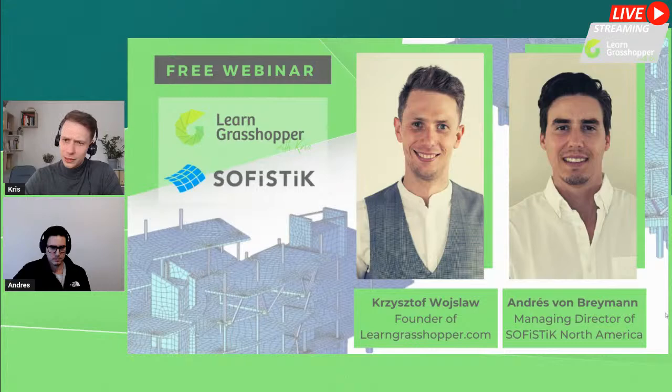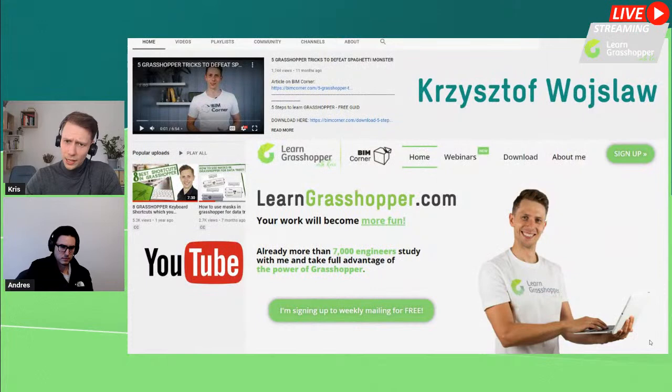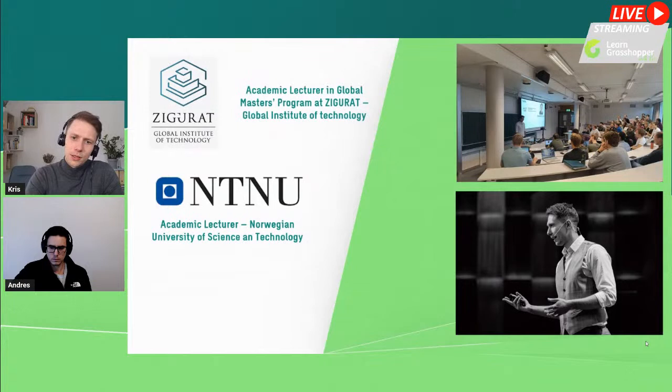First I will introduce myself a little for those who are seeing me for the first time. As I said, Krzysztof Wojslaw. I'm originally Polish, but I've been living for 10 years in Norway, based in Oslo. Last year, I created my own platform for teaching Grasshopper. There are already 7,000 engineers on my newsletter, because I'm teaching mostly engineers how to use the potential of Grasshopper and parametric design. Some of you may know me from the YouTube channel, where I share tips and tricks on how to learn Grasshopper. I'm also an academic lecturer at the Ziggurat Global Institute of Technology and at the biggest Norwegian university, where I also give lectures about using parametric design, Grasshopper and virtual design and construction in the AEC industry.